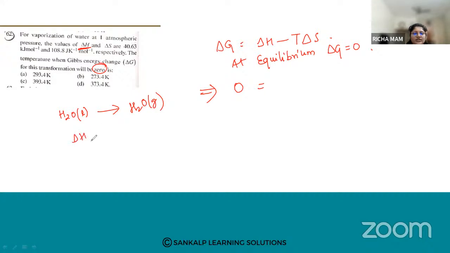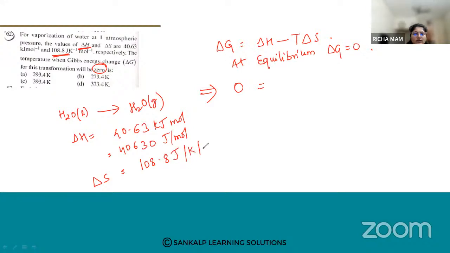So what all is given? Let us write first. Delta H is 40.63 kilojoules per mole. If you convert it into joules, it will be 40630 joule per mole. Then delta S, because your delta S is in joules, is 108.8 joule per Kelvin per mole.